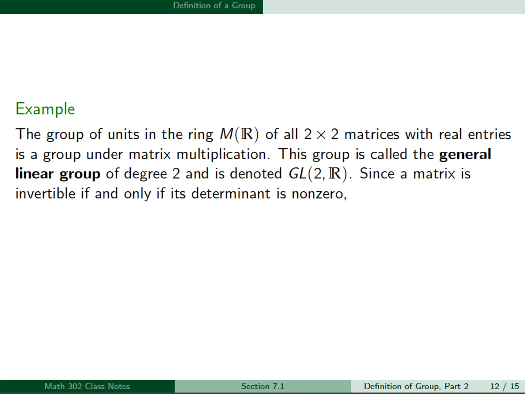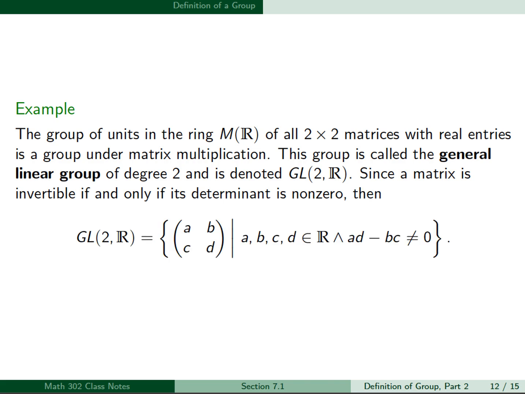Now, since a matrix is invertible if and only if its determinant is non-zero, then we can write out the set GL2(R). This will be the set of 2 by 2 matrices [a, b; c, d], where a, b, c, and d are real numbers, and the determinant ad minus bc is not equal to 0.